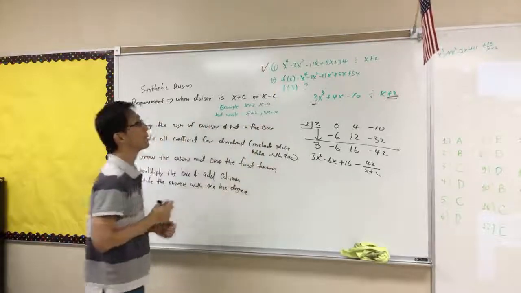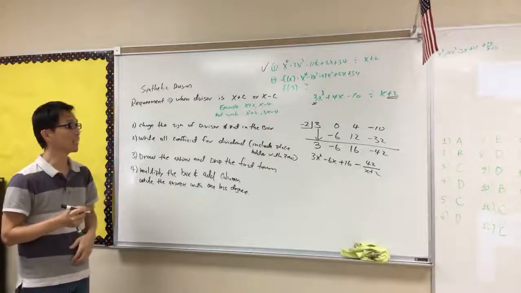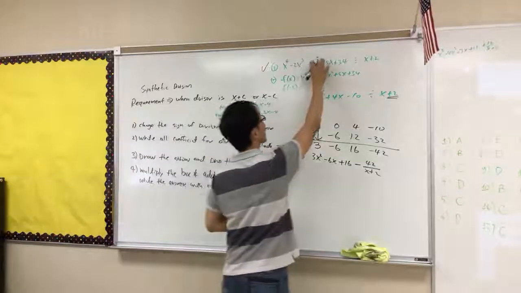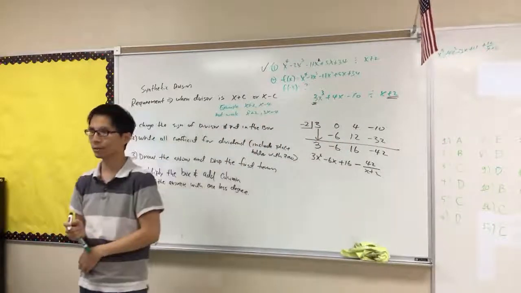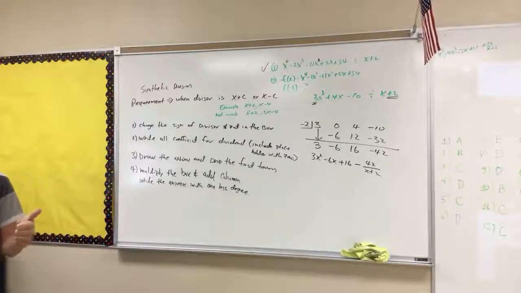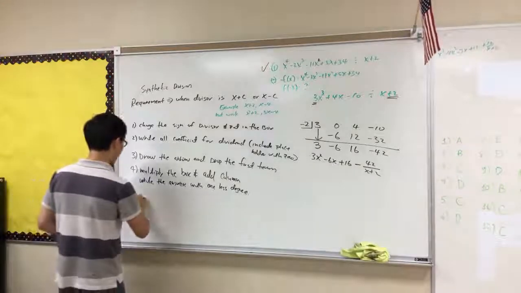The first question on the top says x to the 4th minus 2x to the 3rd minus 11x squared. Can you use synthetic division here because it's an x plus 2? Yes, it's 1x plus 2. So remember, first step, change the sign. Second step, write all the coefficients of the dividend, the long polynomial you're trying to divide. Then draw the arrow, drop the first term, and solve it. Your answer is going to be 1 degree less than the original. And last, we're going to talk about the remainder theorem.